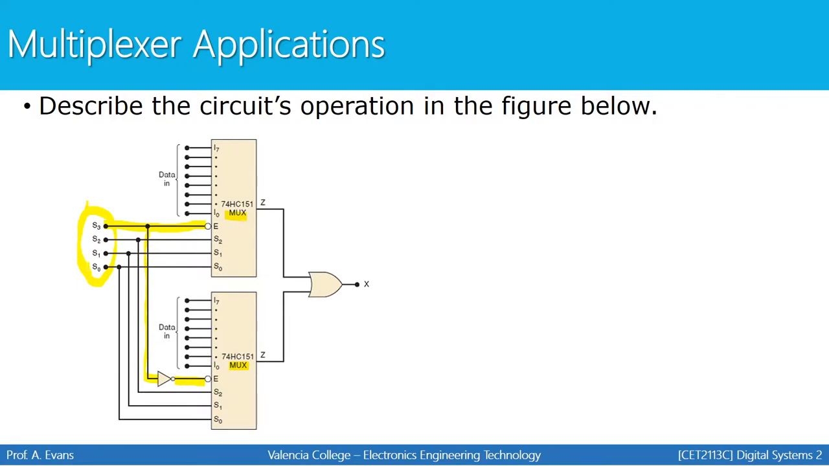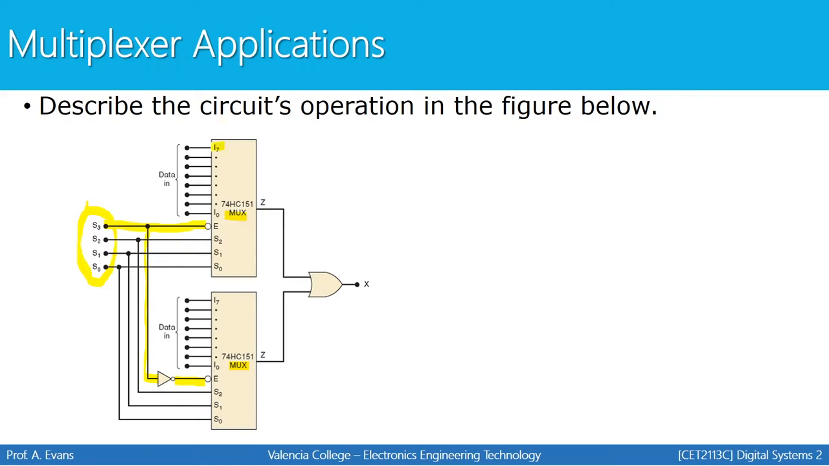So that means that I can input a code anywhere between 0000 and 1111. And that third input right here, S3, is going to control which MUX is active at a certain point in time. So for example, if I put in the number 0111, S3 is a 0, these are all 1s. This MUX will be enabled, this MUX will be disabled, and the output that I'm going to get is going to come from this MUX, input 7.